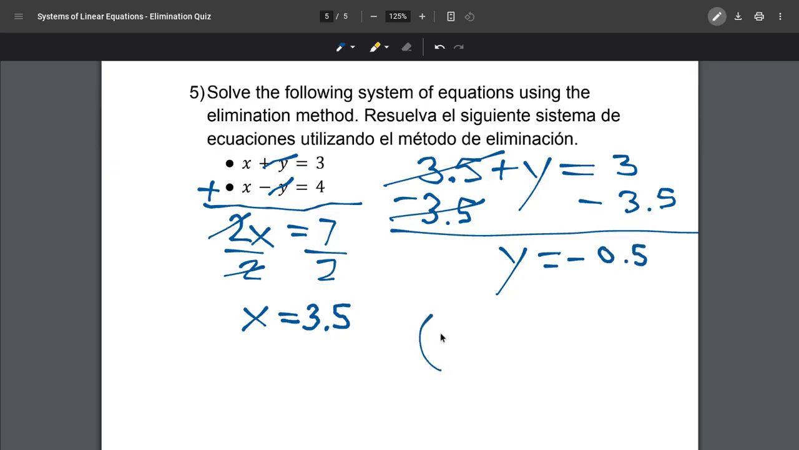So our solution, put the x value first, is 3.5, negative 0.5.